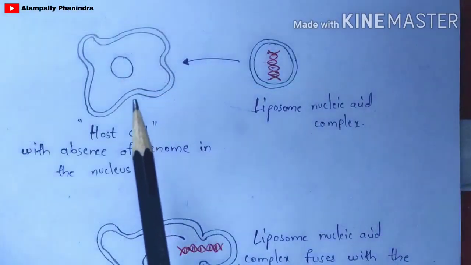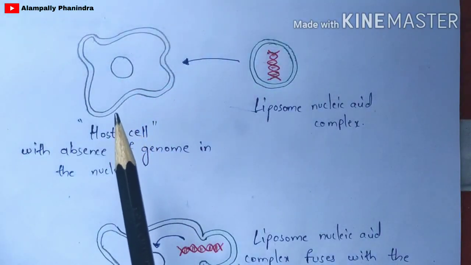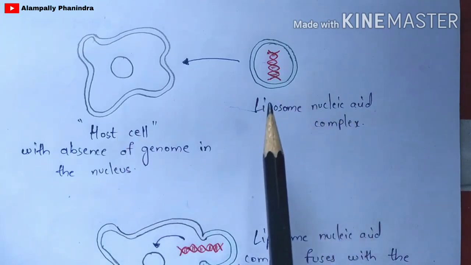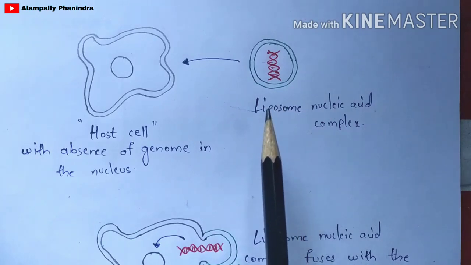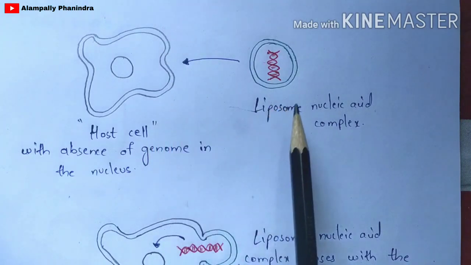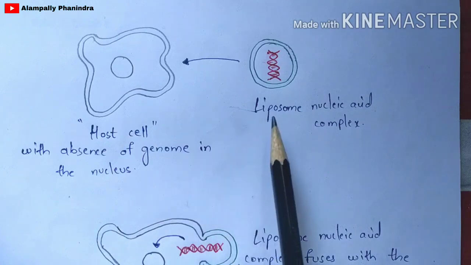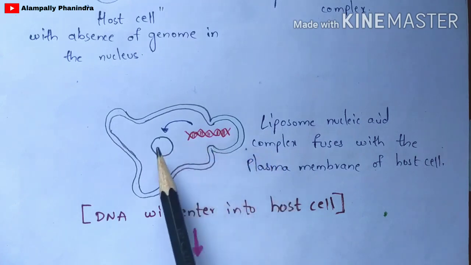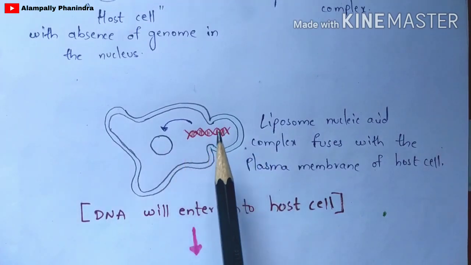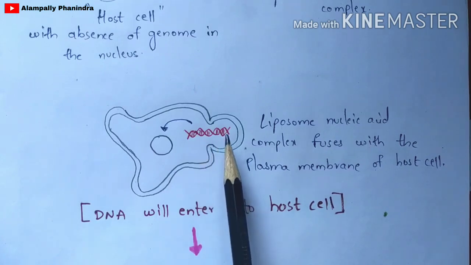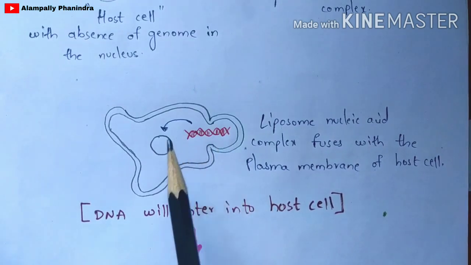In the second step, you are going to take a host cell. We have already done the liposome nucleic acid complex formation, so now you place this complex and the host cell in a single culture plate. Then the liposome nucleic acid complex will move towards the host cell and fuse with it. Once the complex fuses with the host cell, the cell membrane will get ruptured and opened in such a way that the nucleic acid present in the liposome will enter the host cell.